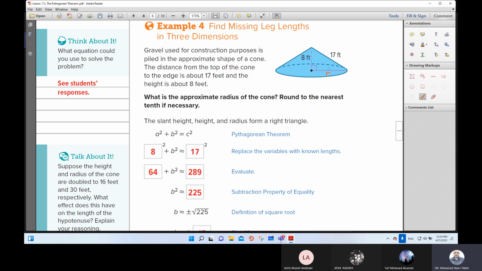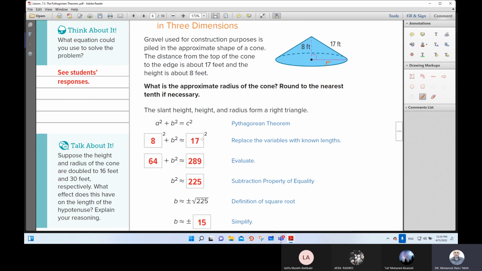Start from the Pythagorean theorem. A squared plus b squared equals c squared. A squared means 8 squared plus b squared. We use approximately, not equals here. Why? Because this side is not exactly linear. So 8 squared means 8 times 8, 64, plus we approximate 17 squared, 17 times 17, which will be 289.